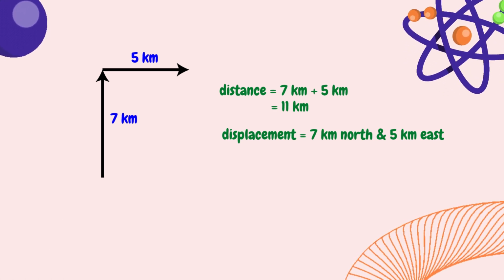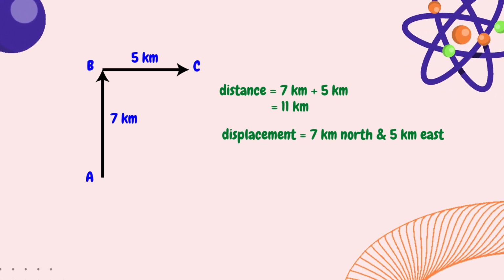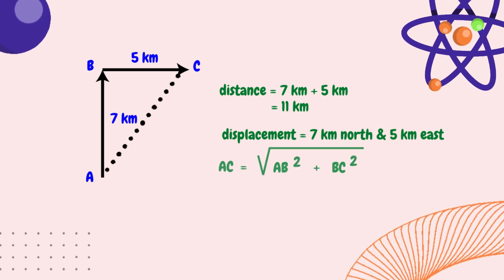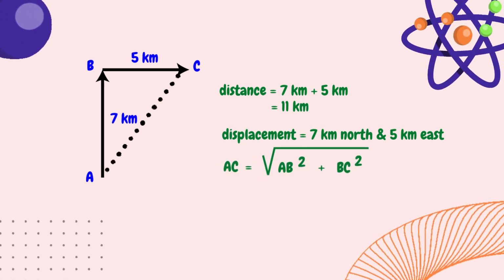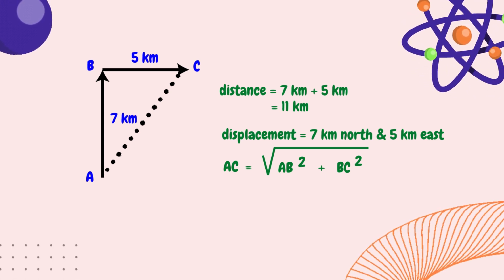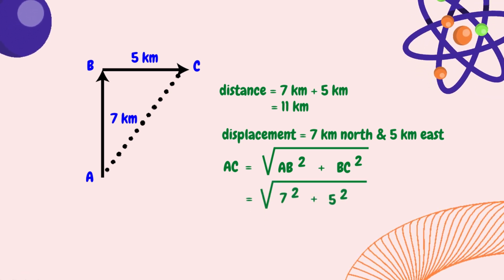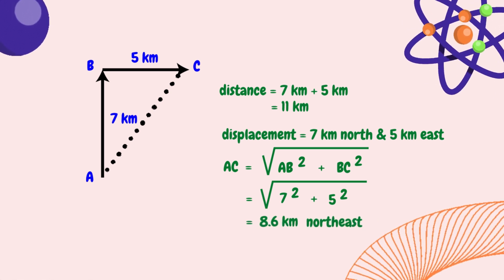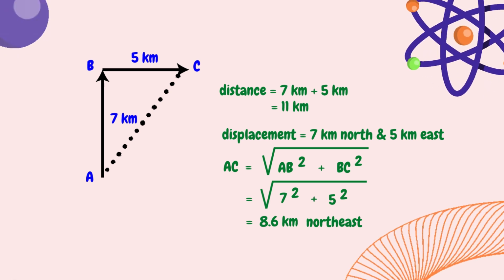The displacement covered by the car is 7 kilometers north and 5 kilometers east. To be more precise, if this is point A, this point B, and this point C, we can use Pythagoras' theorem to determine the length between point A and C. AC is equal to the square root of AB squared plus BC squared. AB is 7 kilometers and BC is 5 kilometers. Then this becomes square root of 7 squared plus 5 squared. This gives 8.6 kilometers. So the displacement of the car is 8.6 kilometers northeast.